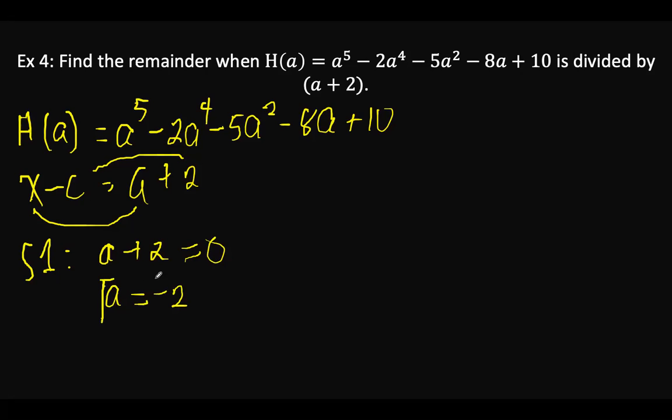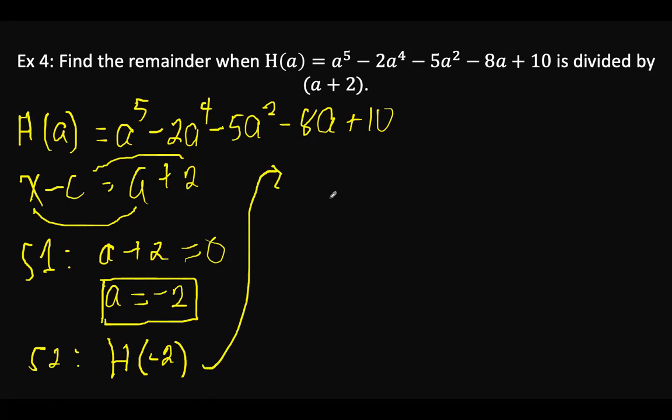And this is our value of a, or the c, in the remainder theorem. So in step 2, to find the remainder, we need to substitute a, negative 2, to all of the a's in the function h. Okay? So ang gusto sabihin nito, lahat ng a natin, lahat ng variable natin sa h, function h, ay mapapalitan ng negative 2.